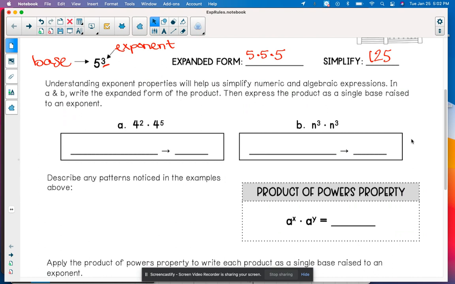Now, understanding exponent properties will help us simplify numeric and algebraic expressions. In A and B, we're going to write the expanded form of the product, then express the product as a single base raised to an exponent. So let's expand A first. So I have 4 squared, which is 4 times 4. And then I have 4 to the 5th, which is, again, 4, 4. I have 5 fours, essentially.